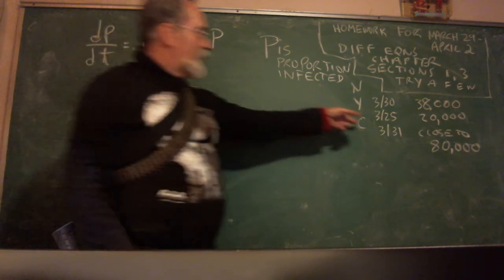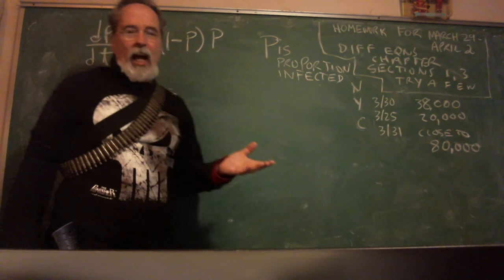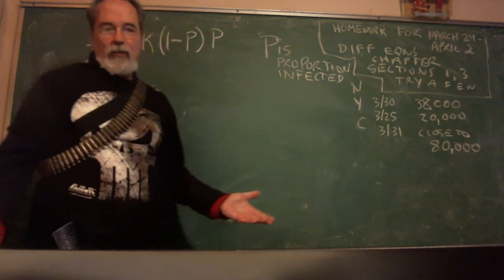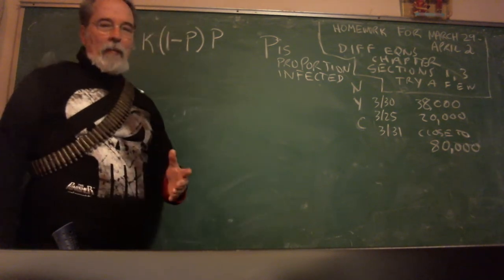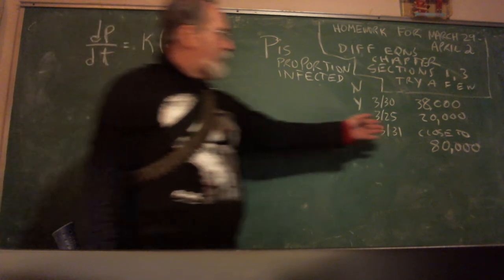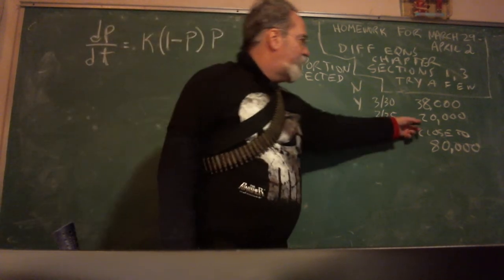Let's see what the numbers look like. We've got some New York City numbers. This is just from the New York Times. I don't know if you trust the New York Times. I don't trust anybody out there. If they're going to talk about math, they're usually wrong. But this is their number infected. On March 25th, they said they had 20,000.